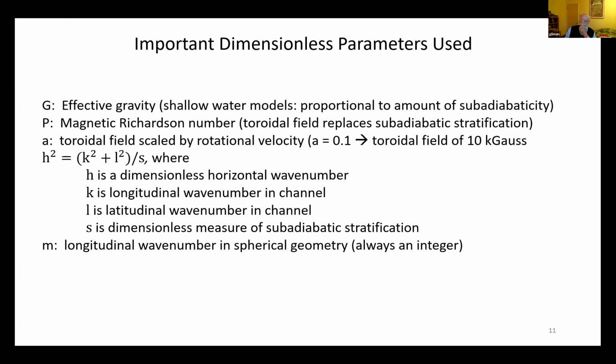And you're going to see a parameter A, which is a dimensionless measure of the toroidal field. Just keep in mind that an A of 0.1 is a toroidal field of 10 kilogauss. But we're actually going to talk about field strengths for various instabilities. And then H in here is a sort of mean square wave number, both longitude and latitude. That applies mostly to channels. And then M is a longitudinal wave number in spherical geometry. And that's the usual spherical geometry parameter. It's always an integer.